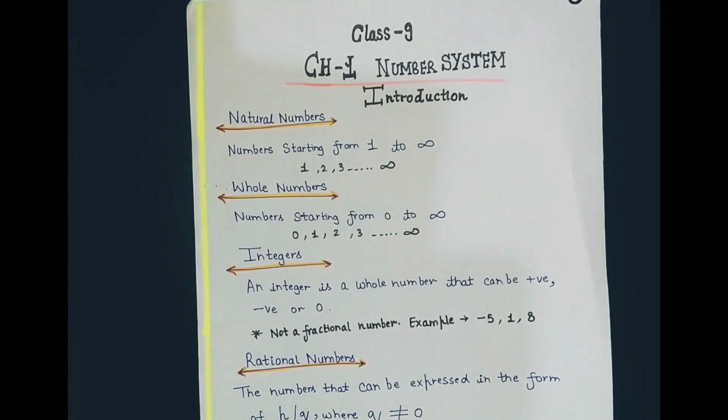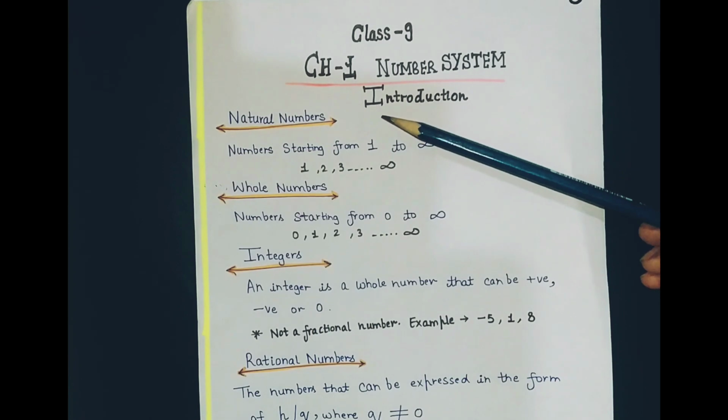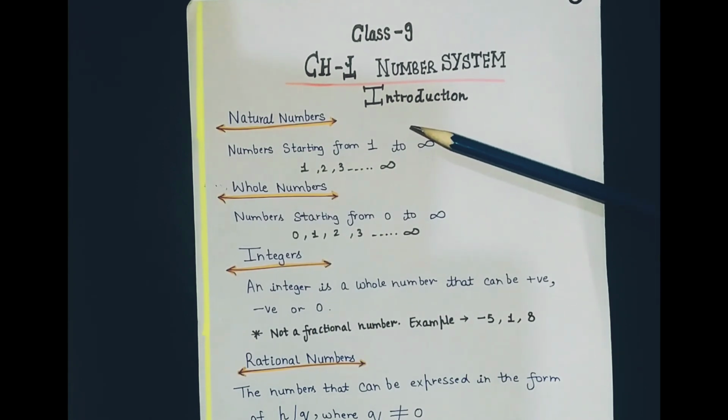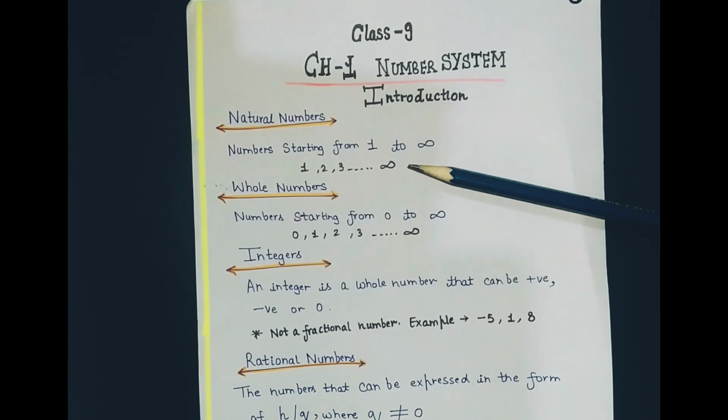We will be studying number systems, that is Class 9 Chapter 1. So we will be studying the introduction part. Let's get started. First up we have natural numbers. As you all know, natural numbers are the numbers which start from 1 and go up to infinity. For example, 1, 2, 3, 4, 5, like that.